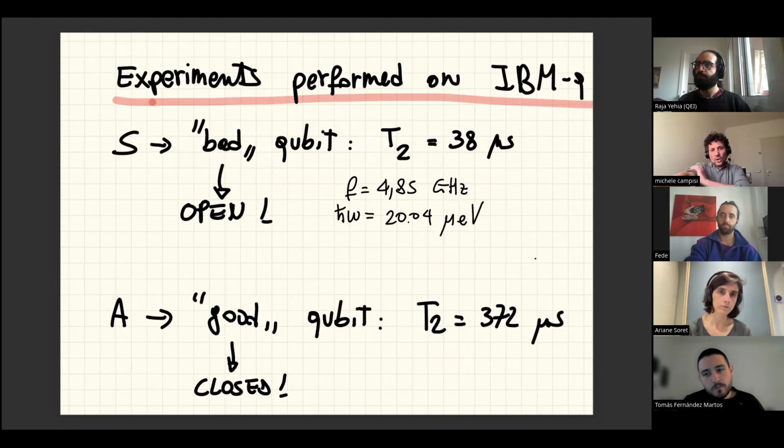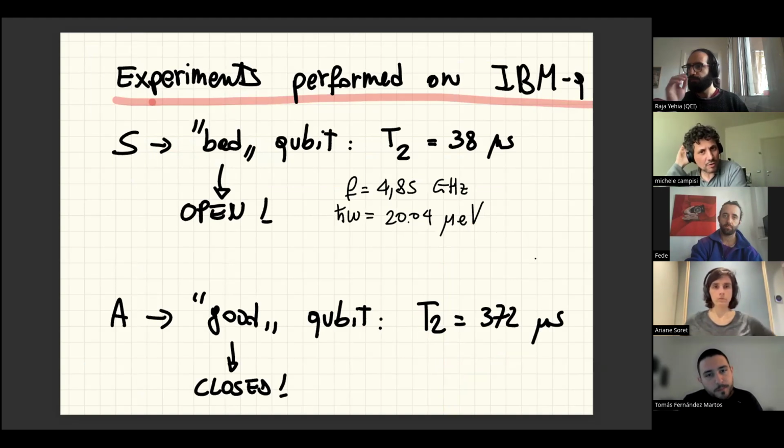Okay, so basically what we did is we implemented this scheme on the IBM Quantum Experience computer. And we took for the system a bad qubit. So we carefully chose the qubit to have a very short decoherence time. In this case, the bad qubit, our system had only 38 microseconds of coherence time.